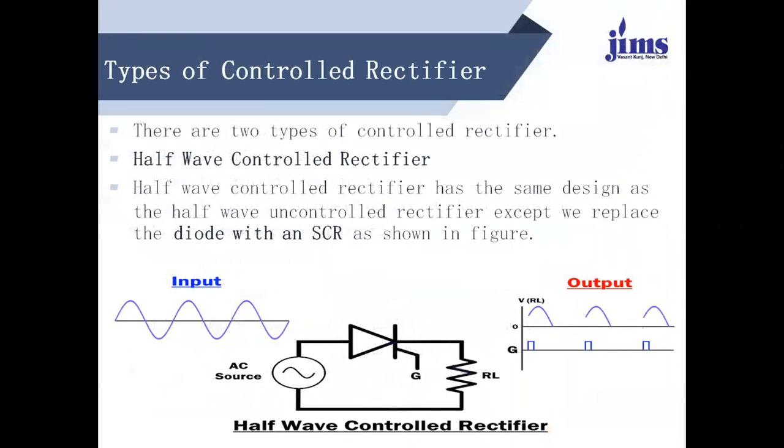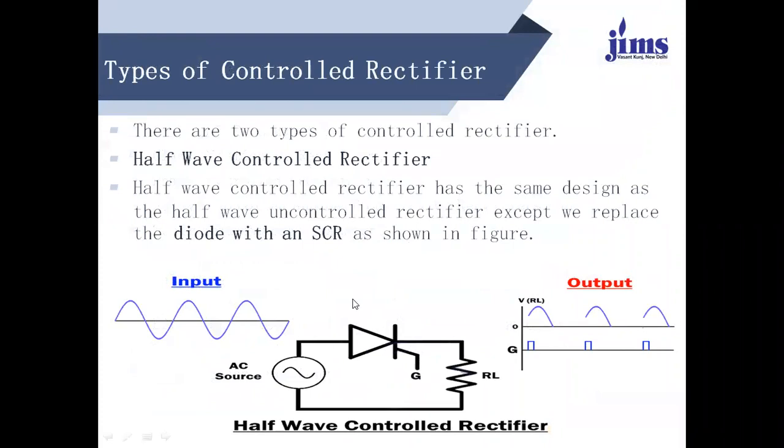There are normally two types of controlled rectifier, and the first is the half-wave controlled rectifier. The half-wave controlled rectifier has the same design as the half-wave uncontrolled rectifier, except we replace the diode with an SCR, as shown in the figure. The symbol of the SCR is the same as the diode, but a gate signal is available. So through the gate we can activate the SCR and turn on this device.